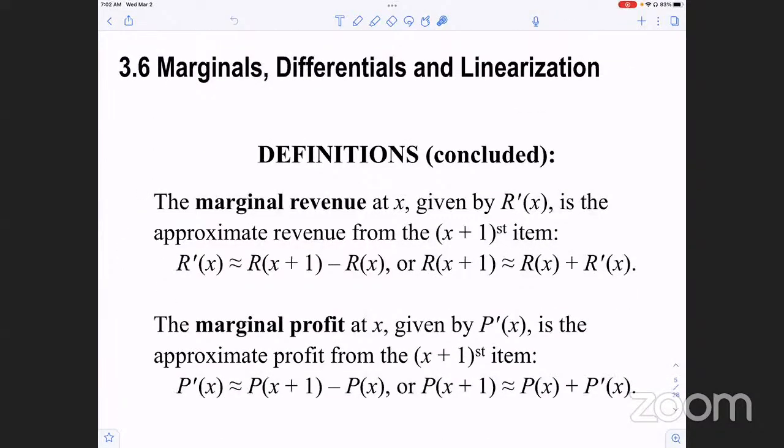The marginal revenue given by R prime of x is a similar discussion. R prime is approximately R of x plus 1 minus R of x. So the x plus first term in regards to the revenue is approximately R of x plus R prime of x. And similar for marginal profit, given by P prime of x, the approximate profit from the x plus first item. P prime is approximately P of x plus 1 minus P of x, so the x plus first term is approximately P of x plus P prime of x. Okay, I feel better about that.